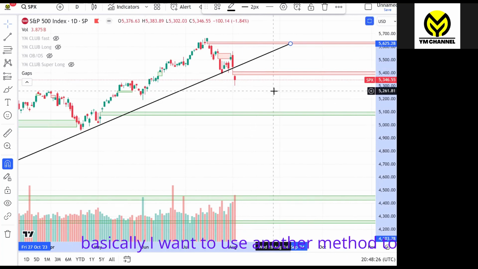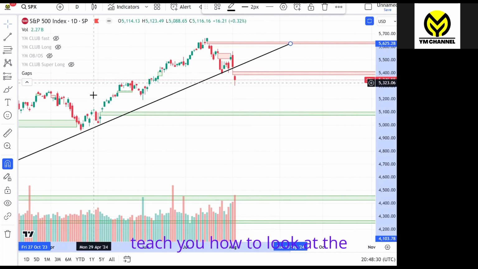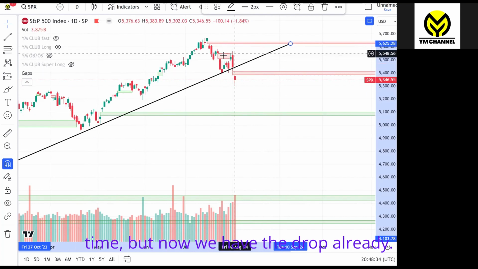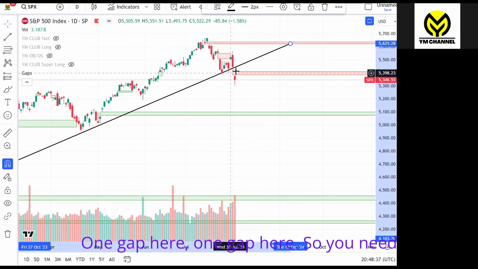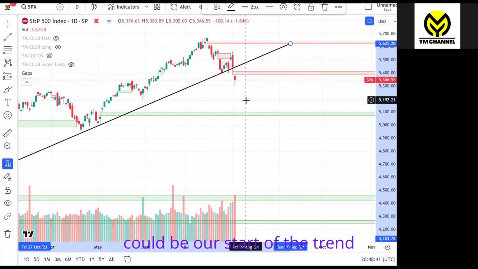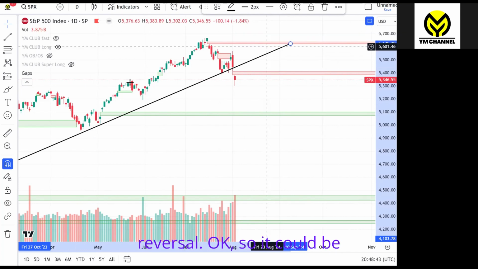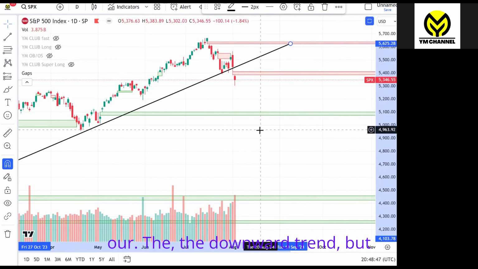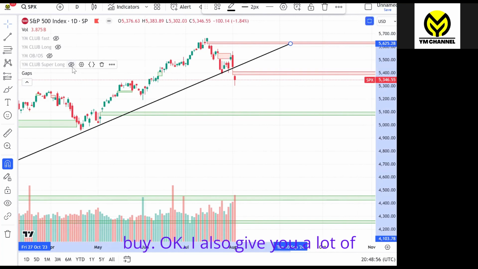So basically I want to use another method to teach you how to look at the drop. I want you to prevent next time, but now we have the drop already, one gap here, so you need to be careful. It could be our start of the trend reversal. So it could be our downward trend. But last video, I also mentioned August, we are not going to buy. I also give you a lot of warning.